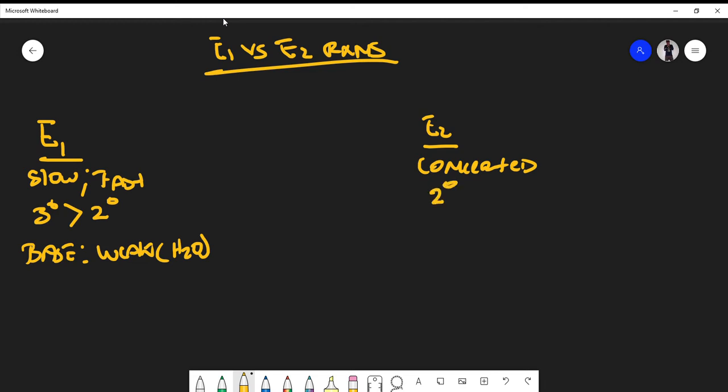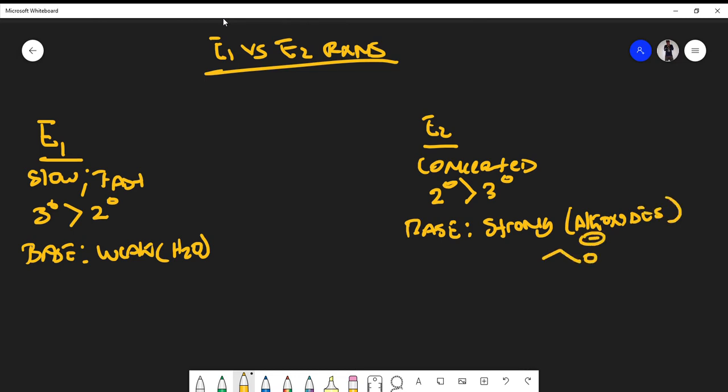The opposite is true for an E2 reaction. It is more likely to occur on a secondary alkyl halide versus a tertiary alkyl halide. The base is also the opposite. Because an E2 reaction is fast and all occurs in one step, we expect the base to be strong, and these are your alkoxides. These are any carbon chain with an oxygen that has a negative charge, and maybe a counter ion like sodium to balance the negative charge on the oxygen. So, a strong base for an E2 reaction.